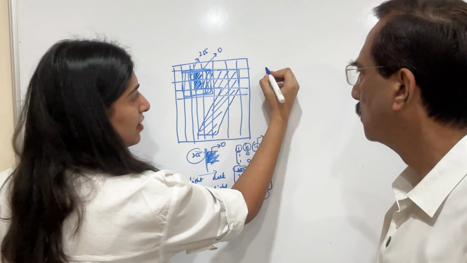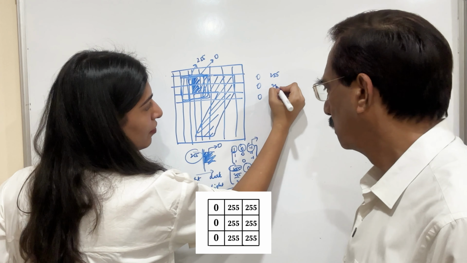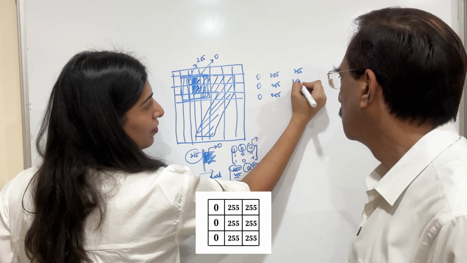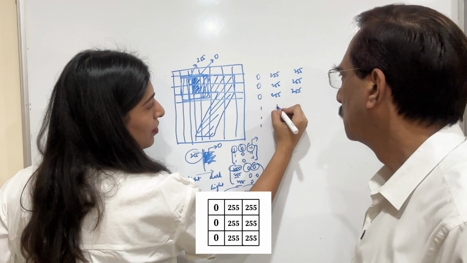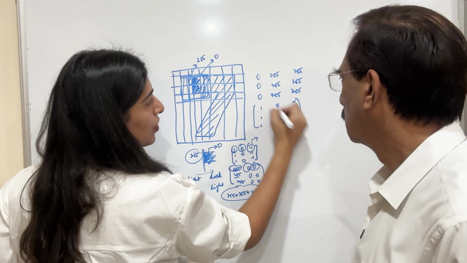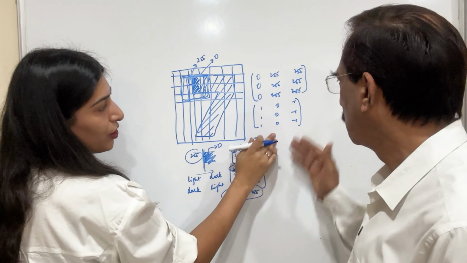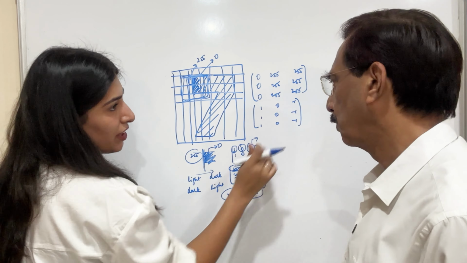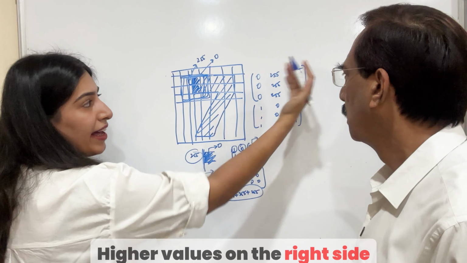Similarly, if it was the other way around, if it was 0, 0, 0, and 255, 255, 255, 255, 255, 255, and suppose the matrix that we have taken is 1, 1, 1, 0, 0, 0, -1, -1, -1. You multiply these values, so this is all going to become 0, this is all going to become 0, and this will be negative 255, negative 255.